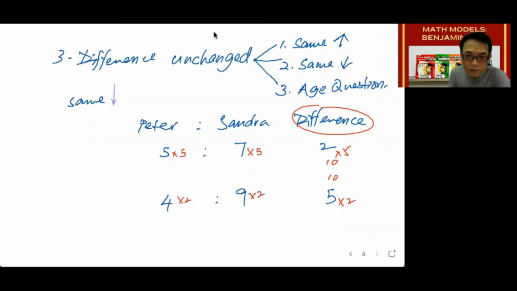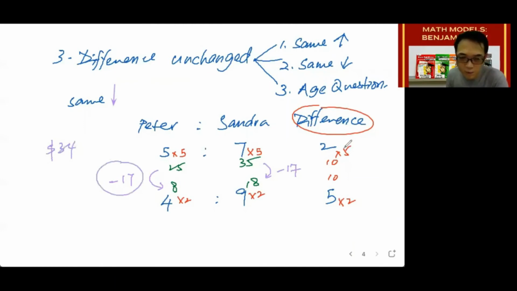And this again gives me 4 new numbers, 25, 35, 8, 18. And upon closer inspection, you should notice that this has decreased by 17 and this has also decreased by 17. So in an example like this, they will say each of them may be spent $34. Then 17 units will be $34.